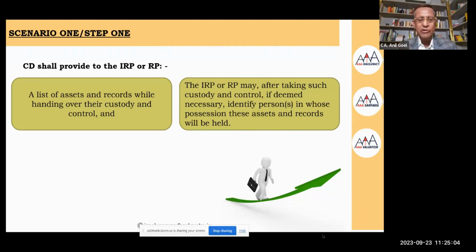Now, why this particular clause? Let us understand a situation where we have taken control and custody. We have gone to the corporate debtor. The corporate debtor gave us a list of assets and records.